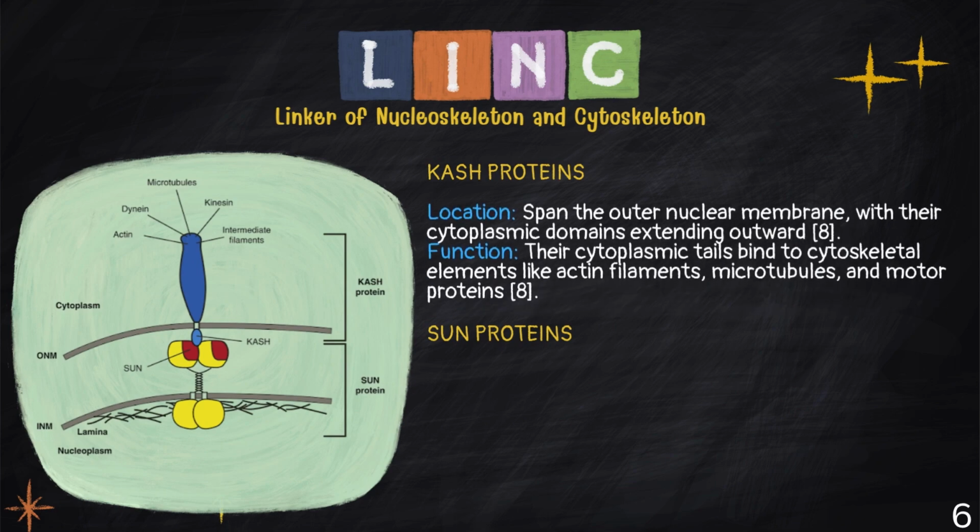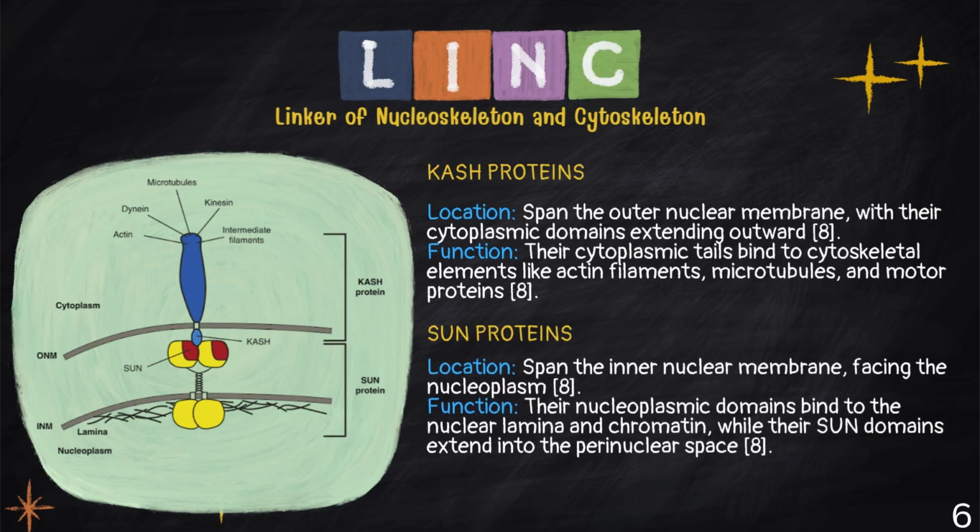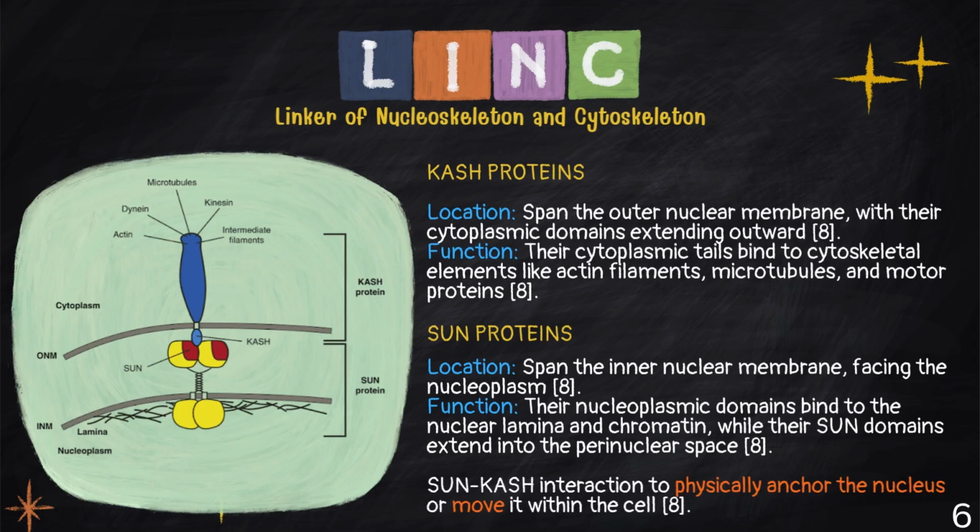KASH proteins are located in the outer nuclear membrane, and their cytoplasmic tails extend into the cytoplasm to bind cytoskeletal elements such as actin filaments, microtubules, and motor proteins. SUN proteins are located in the inner nuclear membrane. Their nucleoplasmic domains bind to the nuclear lamina and chromatin, while their SUN domains extend into the perinuclear space. The interaction between SUN and KASH proteins physically anchors the nucleus and allows it to move within the cell.